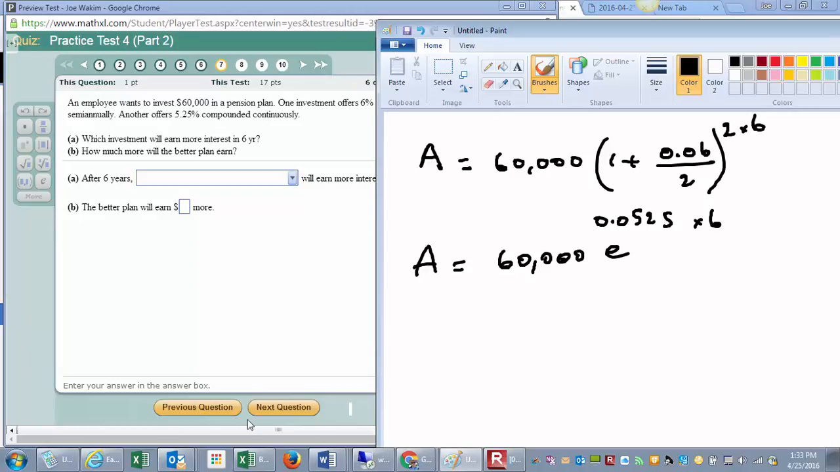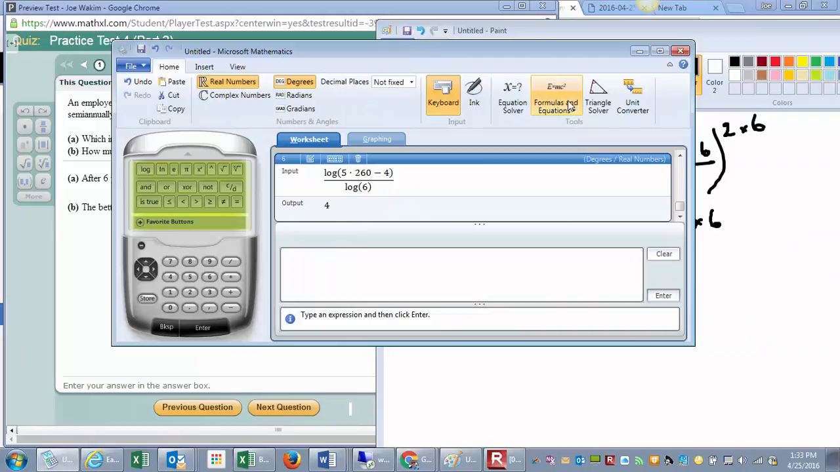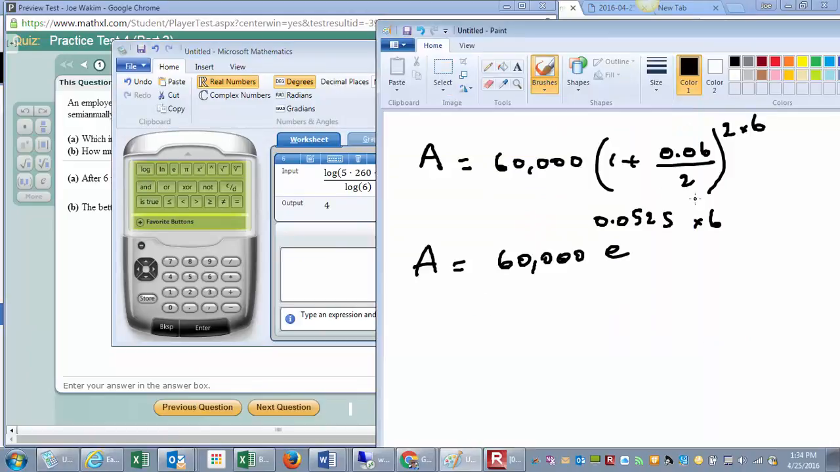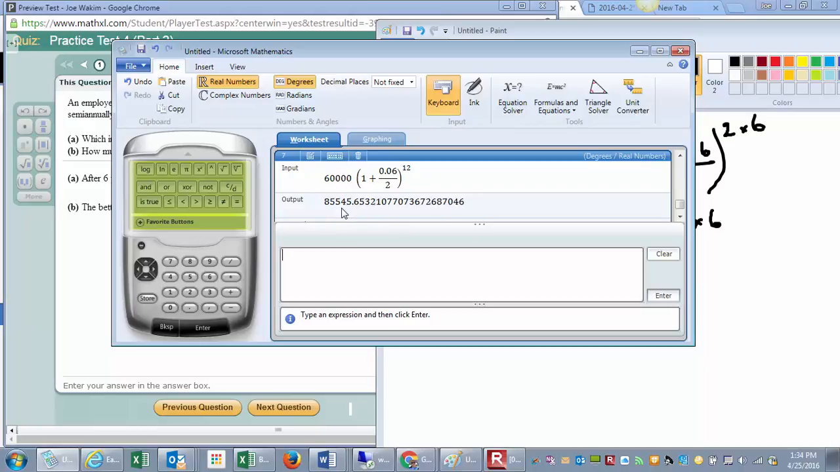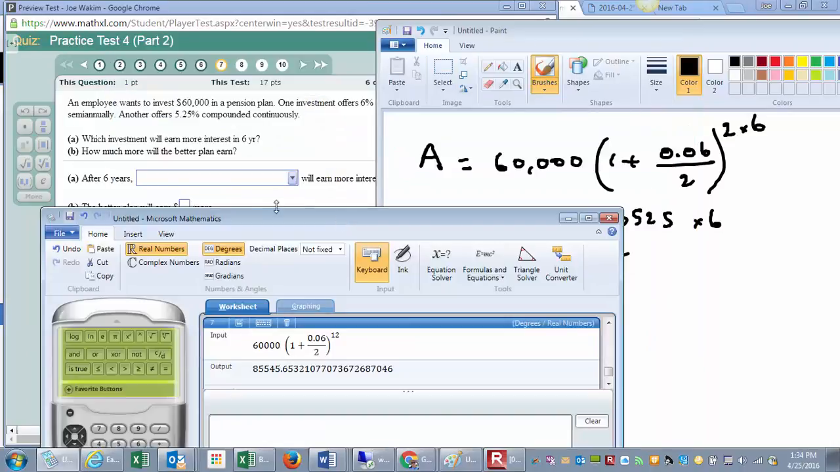Let me see if I can do this on this calculator here. So for the first one, I'm going to multiply 60,000 times 1 plus the rate 0.06 divided by 2, to the power 2 times 6, 12. So that would be the first one. It would be 85,545. So here, after 6 years, which one will earn more?